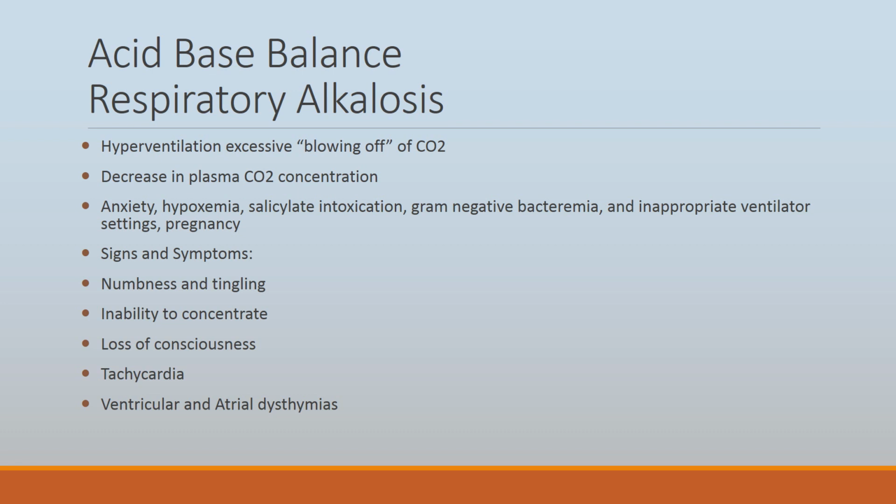A big thing with respiratory alkalosis is that we can see it with pregnancy, because the uterus pushes up to the diaphragm, and it compresses up to the chest, and it makes it harder for the lungs to expand. So women that are pregnant breathe faster because that's their way of compensating for the anatomical changes that are occurring.